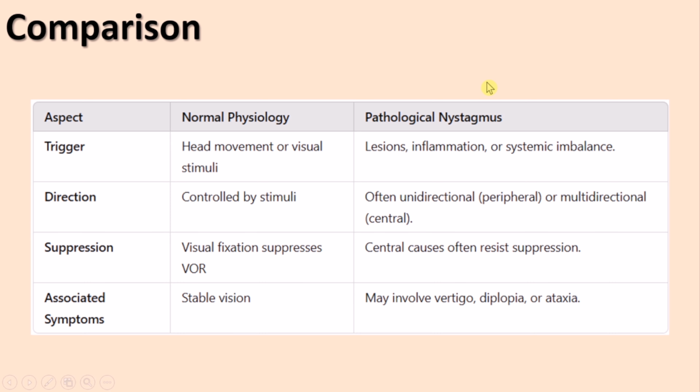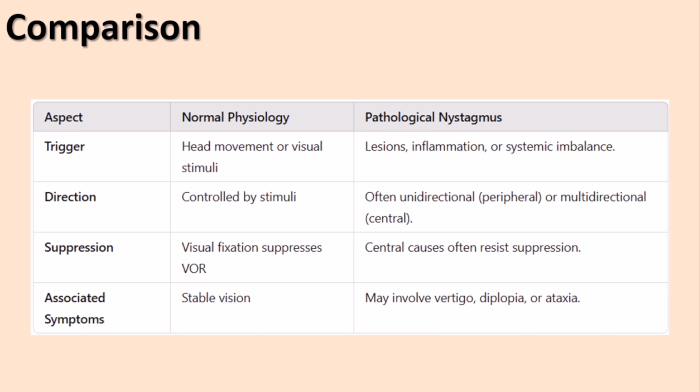So here is a comparison between physiological and pathological nystagmus. In normal physiological nystagmus, we have triggers like head movement or visual stimulus. The direction is controlled by the stimulus, and it is suppressed by visual fixation, which suppresses the vestibulo-ocular reflex. We do not have associated symptoms here, and usually the vision is stable.